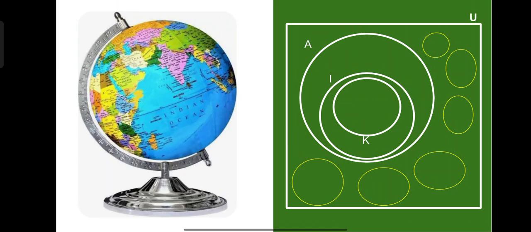We can also give them names, but the names should be unique. Since we have given A for Asia, we can't give A for Africa and Australia and so on. The set names should be unique, so we have to depict them by B, C, D and so on. Okay, then inside there stands India.